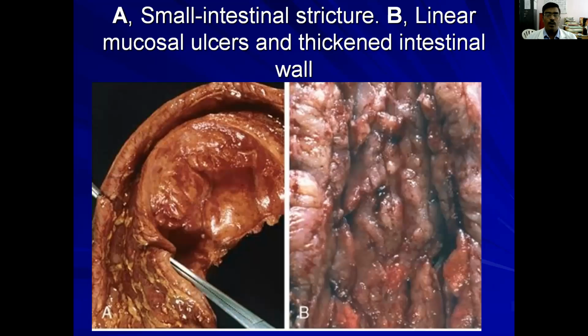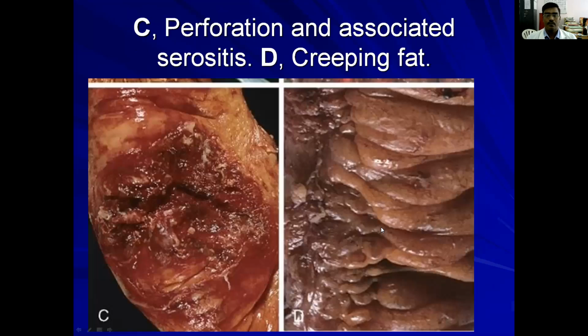Here you can appreciate the small intestinal strictures. Here you can see the linear mucosal ulcers and thickened intestinal wall. In this picture, you can appreciate the perforation and associated serous inflammation. Whereas here you can appreciate the creeping fat appearance, where mesenteric fat wraps over it. It is commonly seen in Crohn's disease.